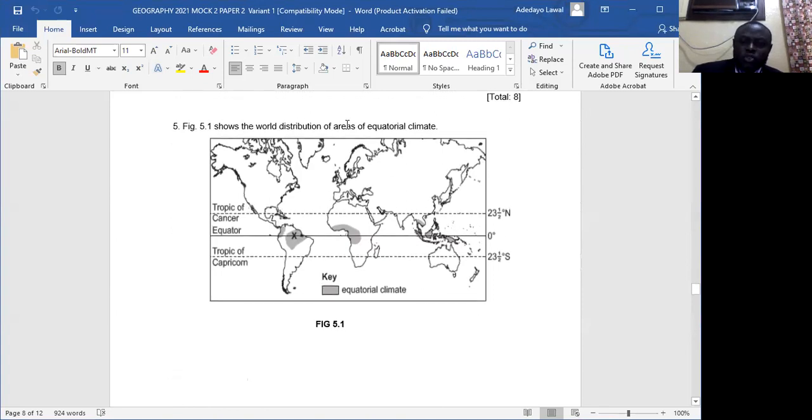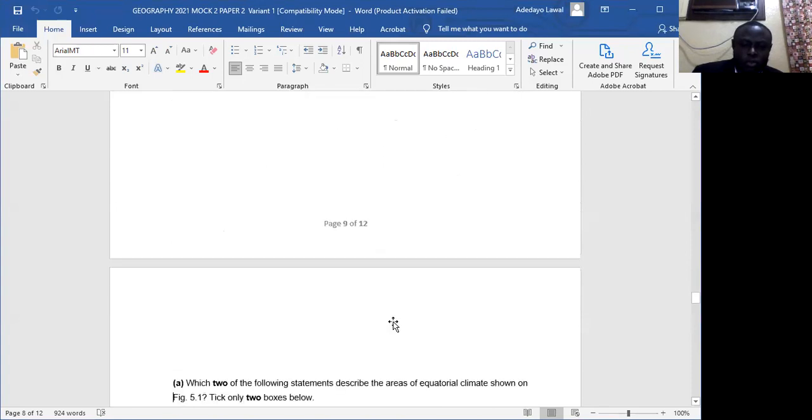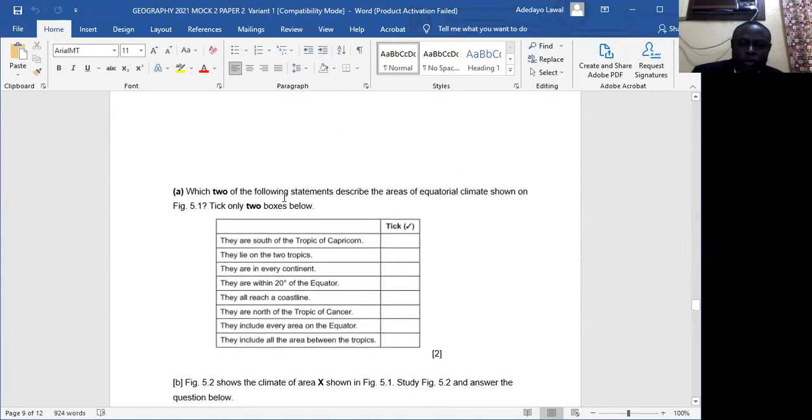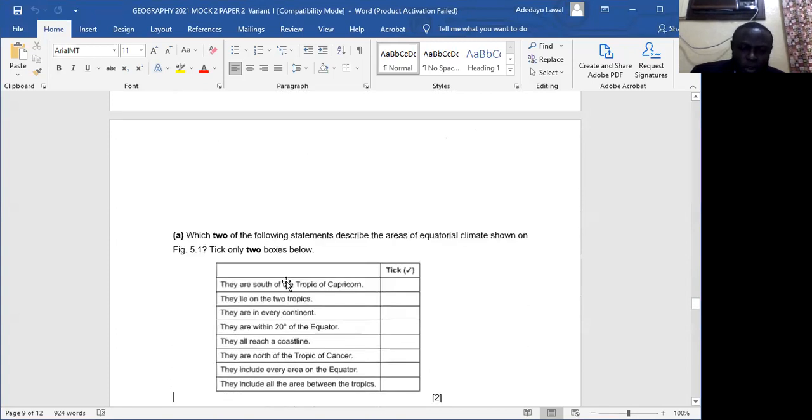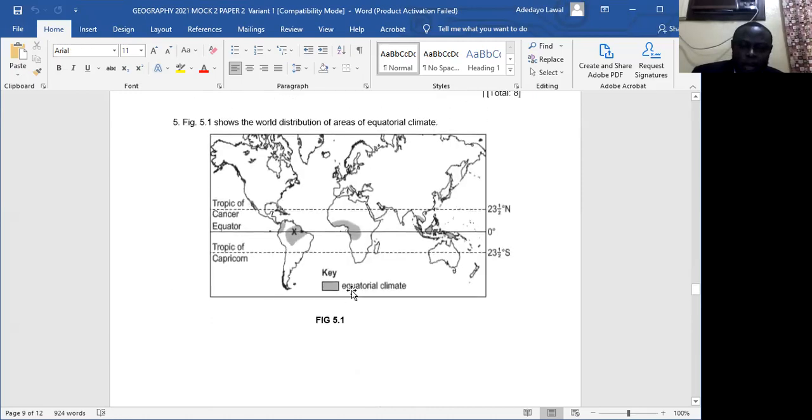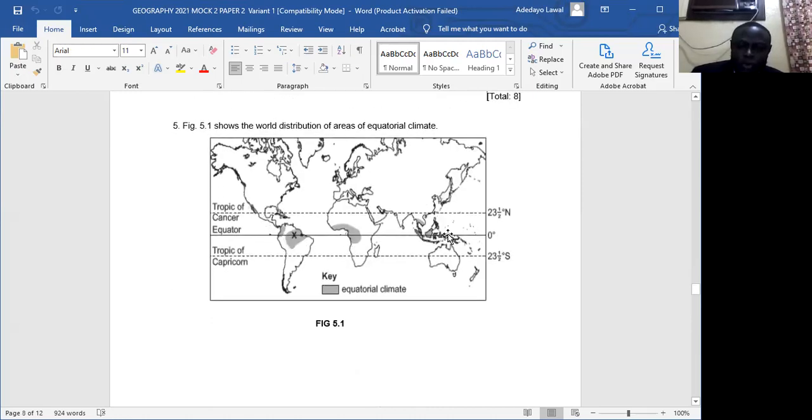Figure 5.1 shows the world distribution of areas of equatorial climate. So they want you to pick which of the following statements describe the area of equatorial climate shown below. So let's pick the first one. They are south of the Tropic of Capricorn. Can we say that? Let's go back. Where is Tropic of Capricorn? This is Tropic of Capricorn here, 23.5 degrees south. So look at the equatorial climate. Are they south? No, they are not. So number one is wrong.